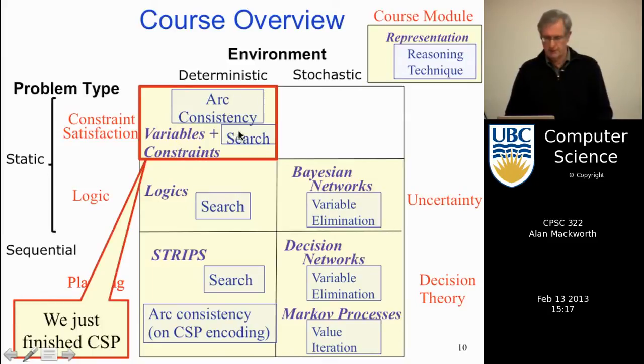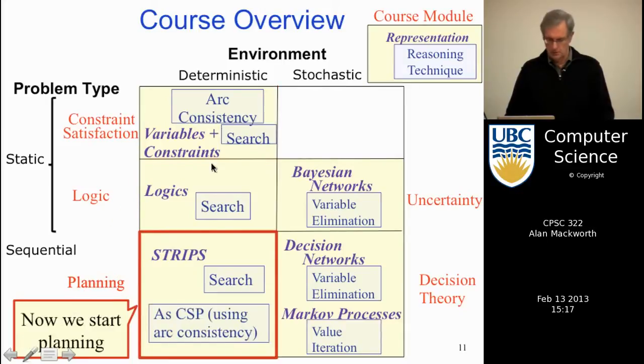And two different inference techniques, ways of finding satisfying assignments, either using direct search or using arc consistency plus domain splitting in search. Okay? There are alternative ways of solving CSPs. We've done all that. So now we're going down here to planning.